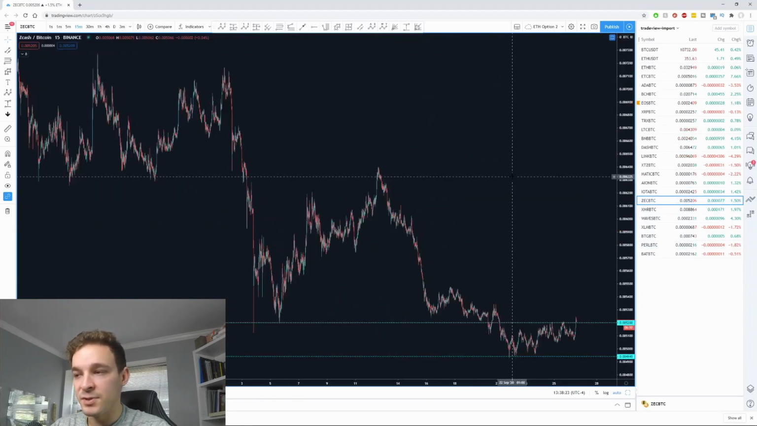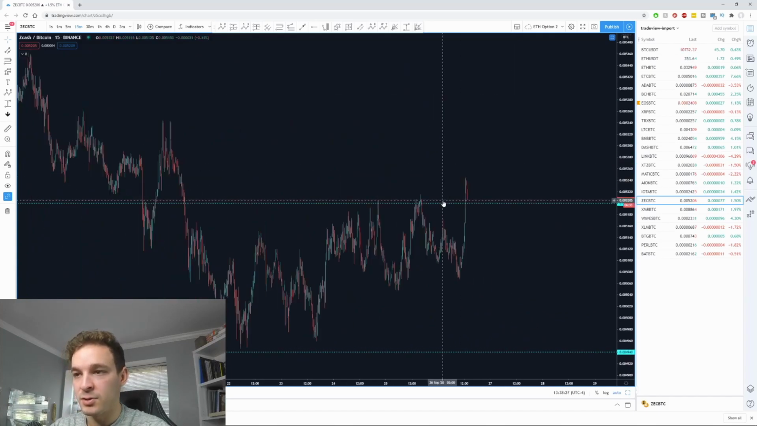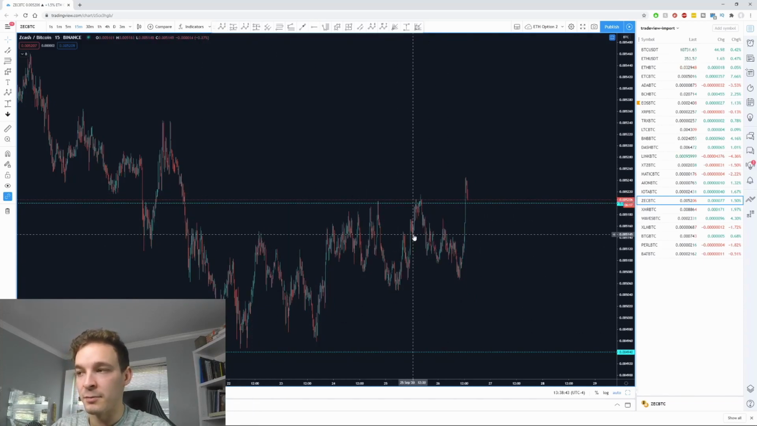ZEC BTC or Zcash, on the long term, same exact story. On the short term, same story as what IOTA looked like, in that we're really just trading downwards in here. We did get a nice spike up in here. However, every spike in the past couple of days here has just retraced almost immediately and almost completely, so I'm not really looking for much in here.